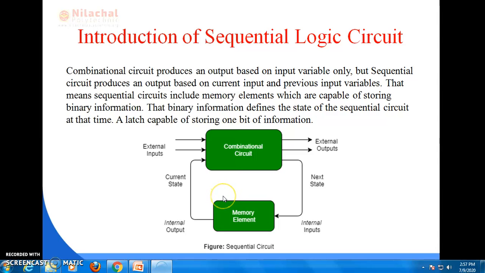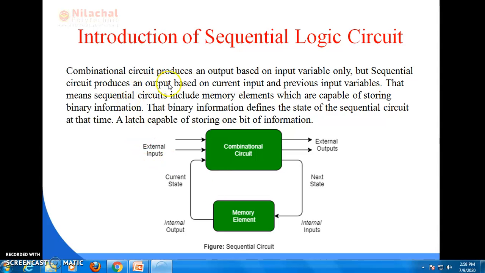So in the previous class we have already finished chapter 2, that is combinational logic circuit. Today we are going to learn the new chapter 3, that is sequential logic circuit. First of all we have to know about sequential logic circuit.